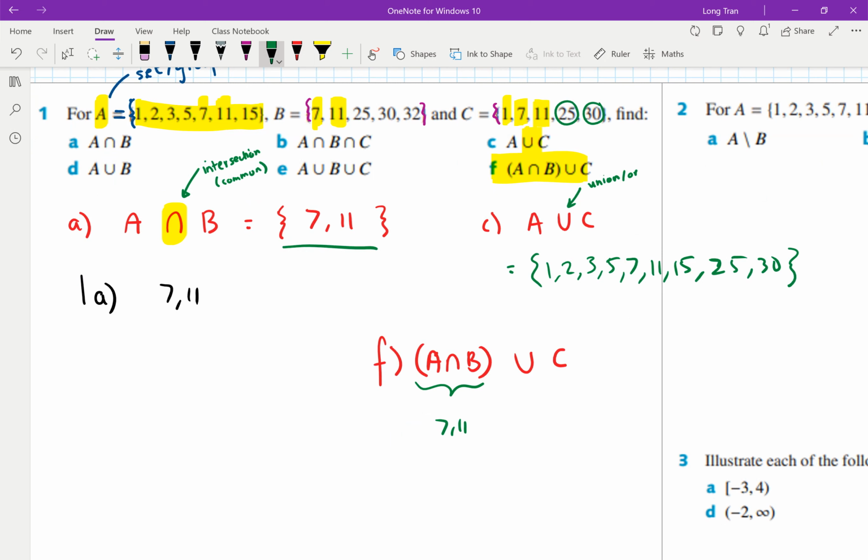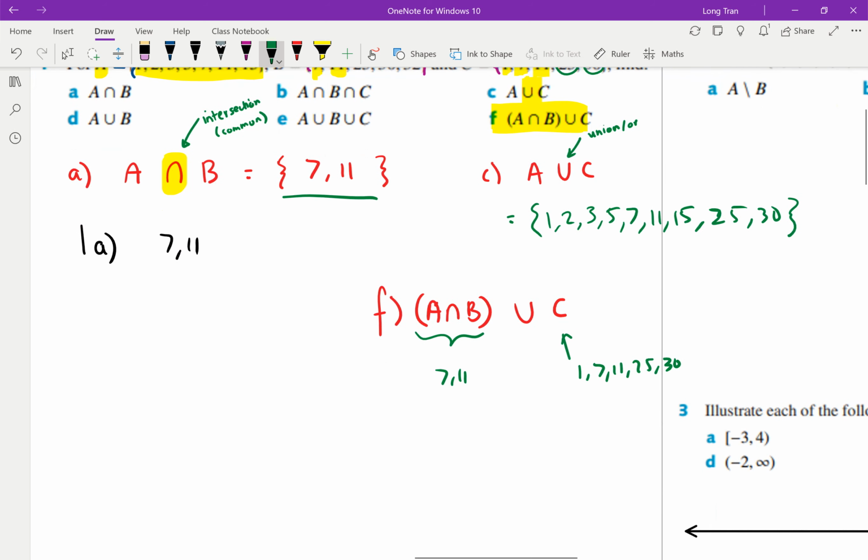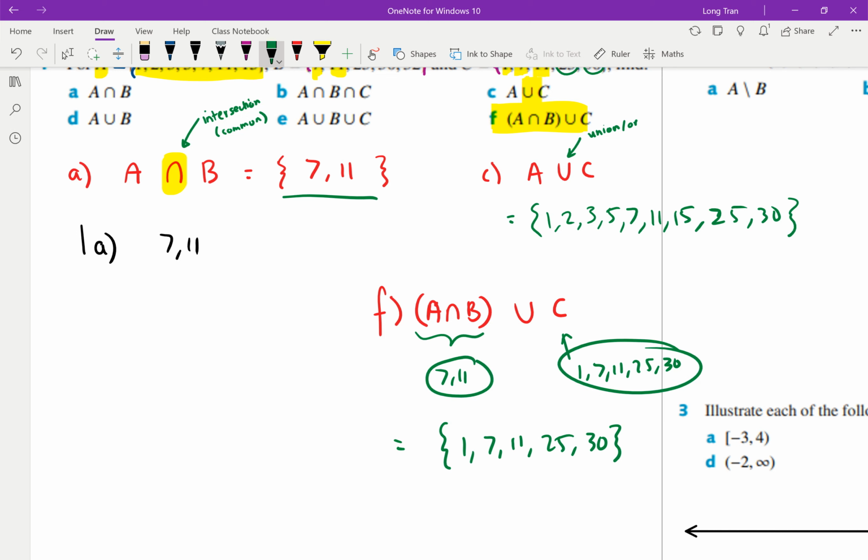Union that with C, well, what's in C? C is already 1, 7, 11, 25, and 30. So if I put it together, technically, it's just 1, 7, 11, 25, and 30. Because technically, A intersection B is a subset of C. Okay, so that's why I'm just writing down what's in this group and what's in this group, combine them together. That's what union means. Okay?